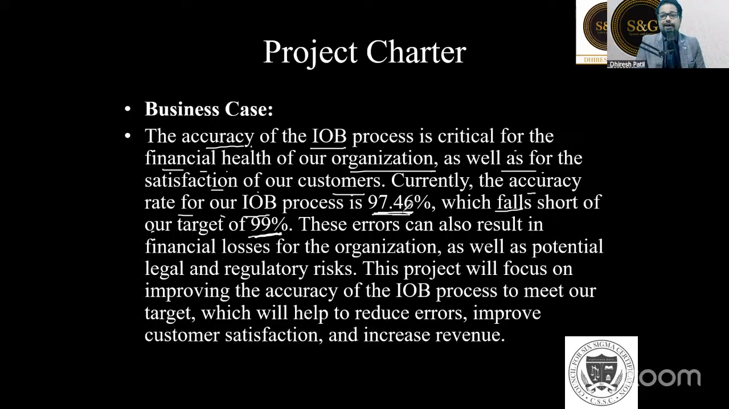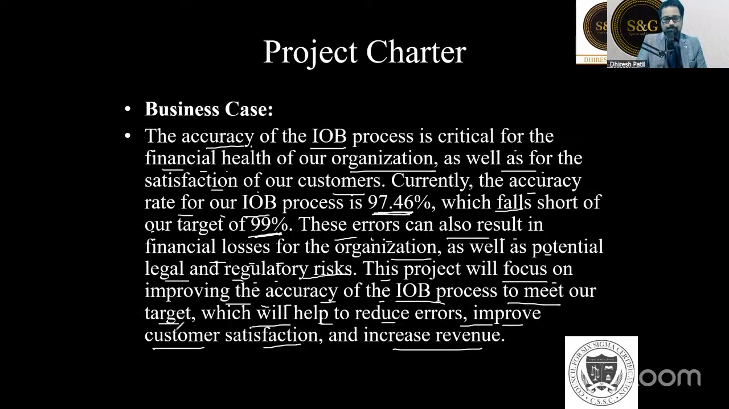The SLA, service level agreement, was 99%, but they were very much short of it. They were just providing 97.46% accuracy. And these errors can also result in financial losses for the organization as well as potential legal and regulatory risks. So it was not only financial losses, but it could be much bigger than that. There was regulatory and legal risk involved. So this project will focus on improving the accuracy of the IOB process to meet our target, which will help to reduce errors, improve customer satisfaction and increase revenue.